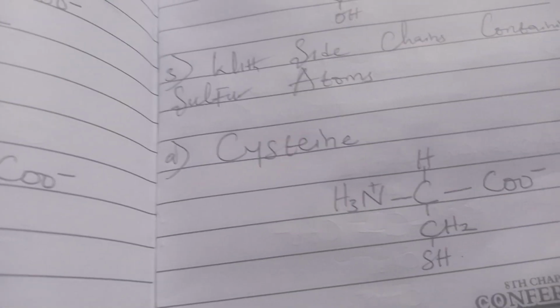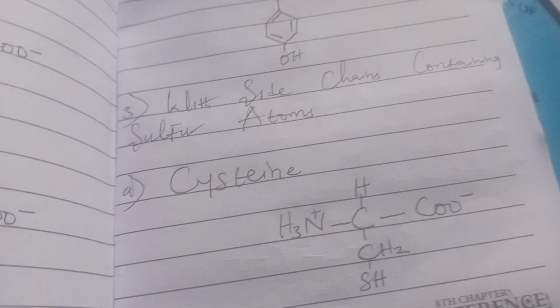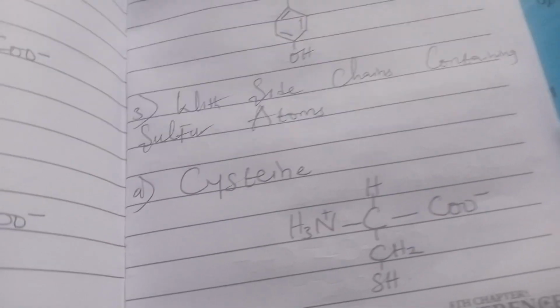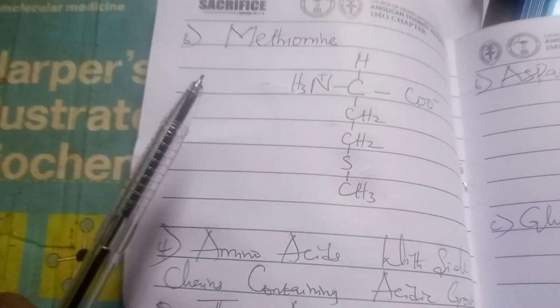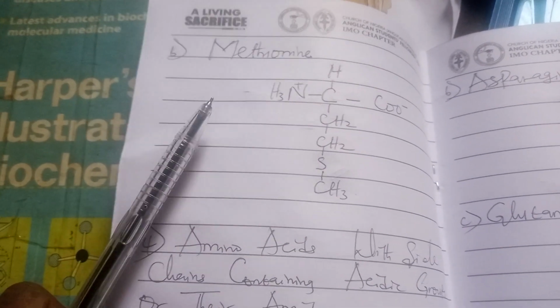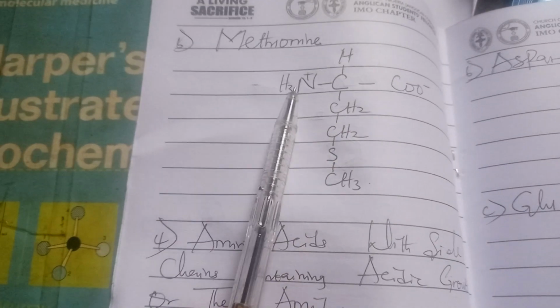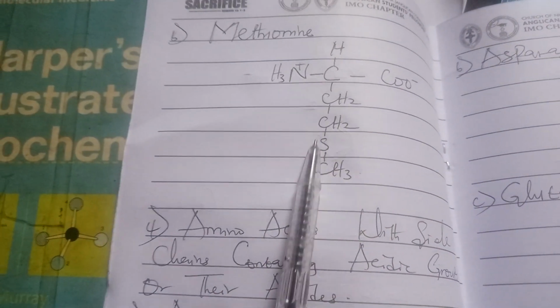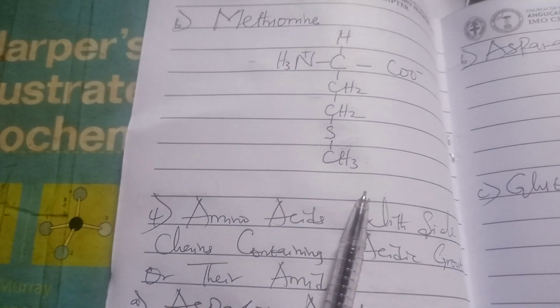Remember, this classification is actually to make you understand it easier, to make you see amino acids as something that is not that big. You understand? So that is their classification. We go to the next one. We say methionine. Remember, with sulfur atoms we have cysteine, and we have methionine now. Look at the general formula here: amino, carboxylic, hydrogen, CH2, CH2, S, CH3. You understand?